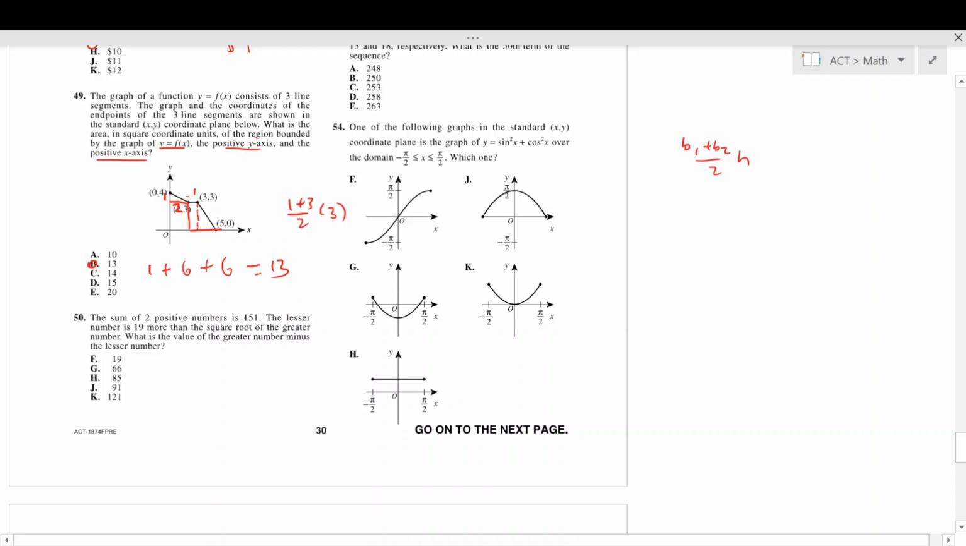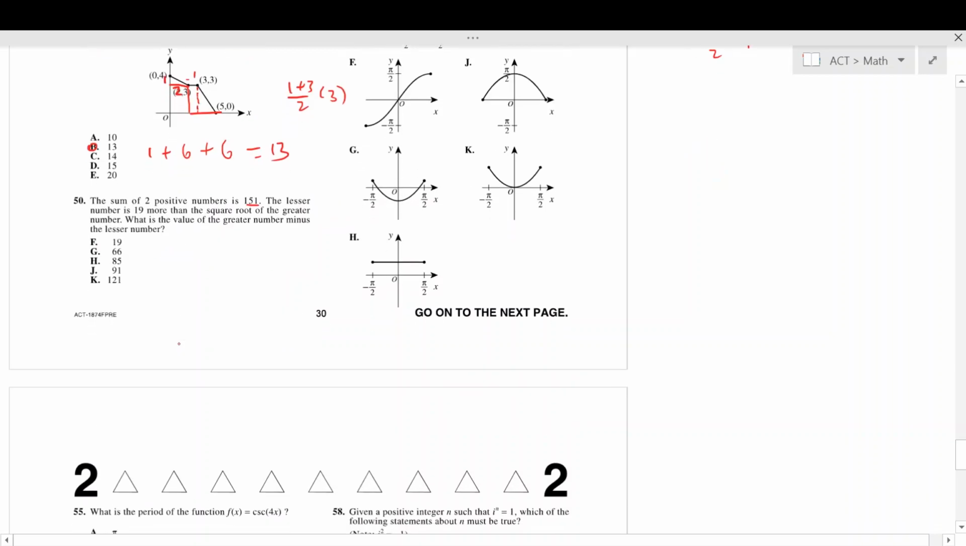The sum of two positive numbers is 151. The lesser number is 19 more than the square root of the greater number. And what is the greater number minus the lesser number? Alright, so this one's going to be a little bit of a doozy, but let's just try it. So try to express this mathematically. Two positive numbers, their sum is 151. So let's just say x plus y is 151, right?